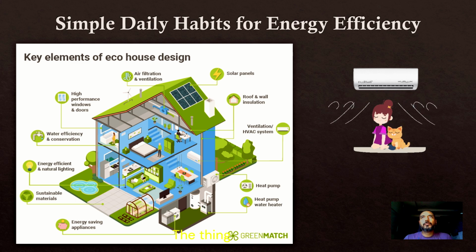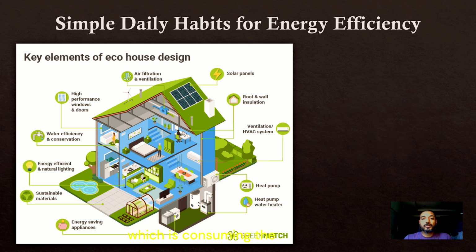Roof and wall insulation, ventilation and the HVAC system are the things consuming the maximum energy, or the maximum number of units, in your home. You can increase the efficiency of these appliances by using star label products and by ensuring there are no leaks from the windows and doors in your house. Other appliances could be the heat pump, water heater, etc.